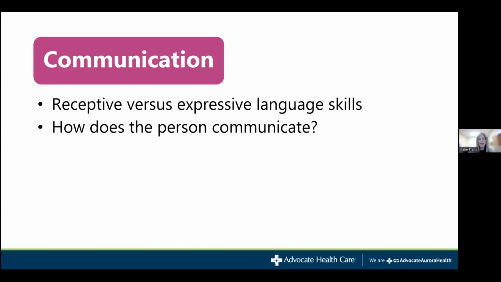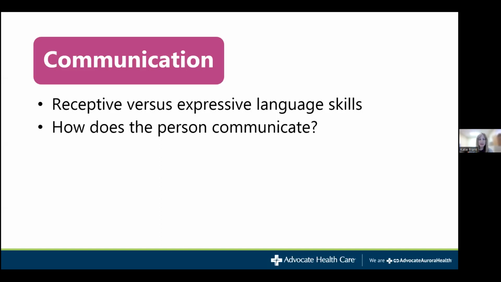Thank you so much. So one of the other possible causes for behavior could be communication. And we've talked about that a little bit when Abby talked about the function, right? But what is the person trying to tell us? What are their needs and desires? And really, with individuals with Down syndrome, we often see that their receptive language, or what they understand, is better than their expressive language, which they're able to communicate verbally.